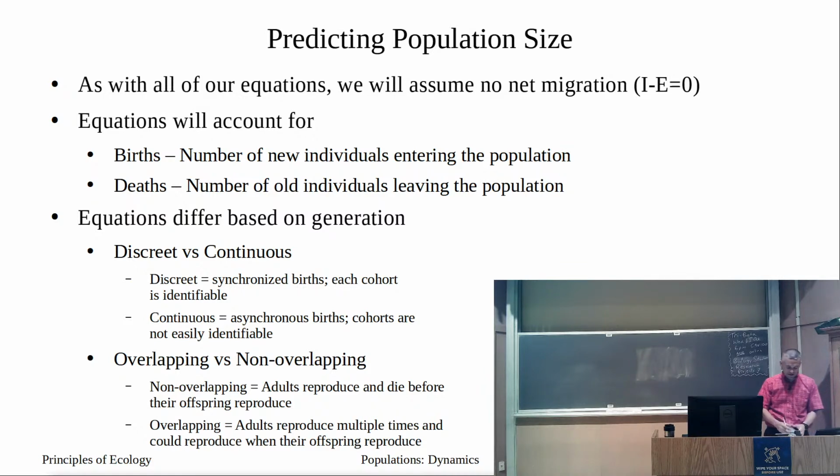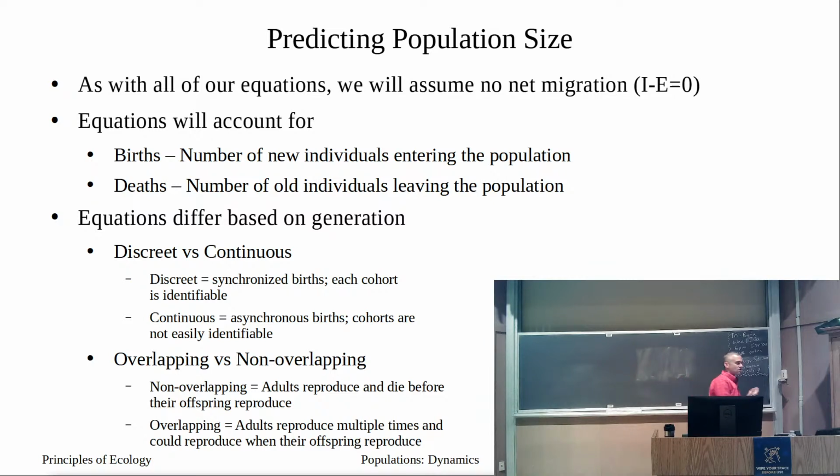In a continuous generation, we don't have those synchronized births anymore. Our reproduction could occur anytime during the year, which makes it difficult to try to track individual cohorts. Yes, we can arbitrarily define a cohort by saying all individuals born within a certain fixed amount of time represent our one cohort, but we recognize that as soon as we get out of that fixed period of time, reproduction starts again. So it makes it difficult to identify those cohorts. So that's discrete versus continuous.